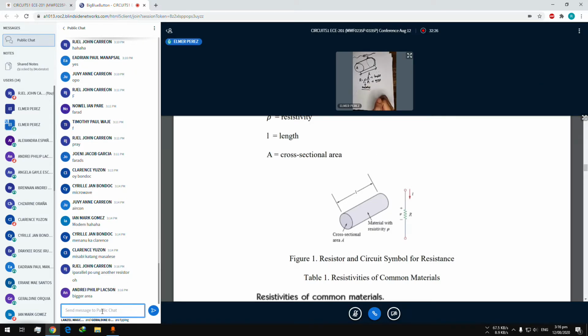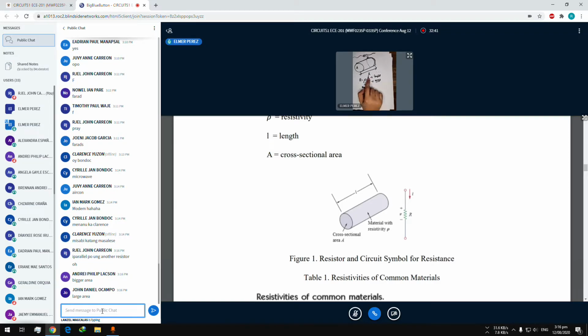Ideally kasi dapat mababa ang resistance para mababa yung losses. Hindi magastos. Okay, so one way is to increase the area. Kasi naka-denominator siya dito, so ibig sabihin, pag malaki ito, liliit yung resistance. Pangalawa, pwede namang liitin yung length.